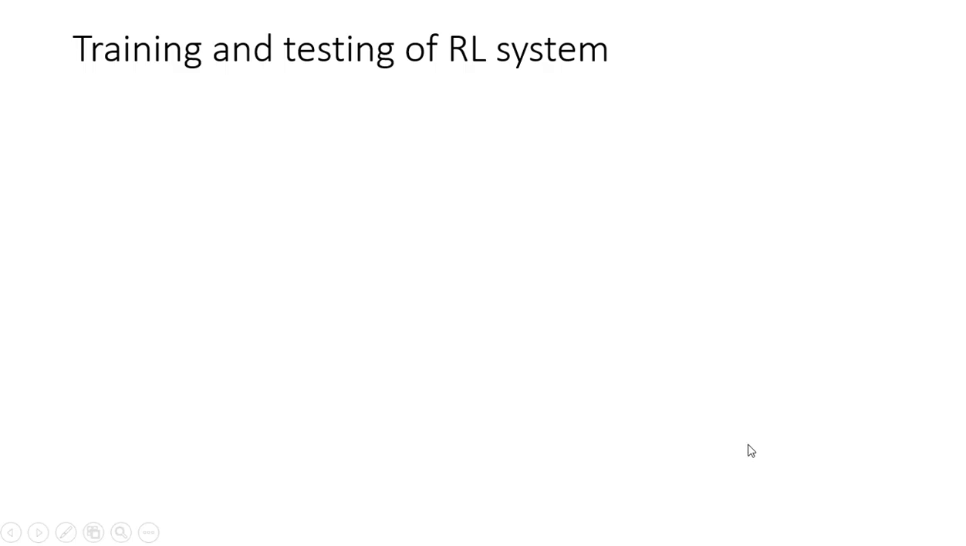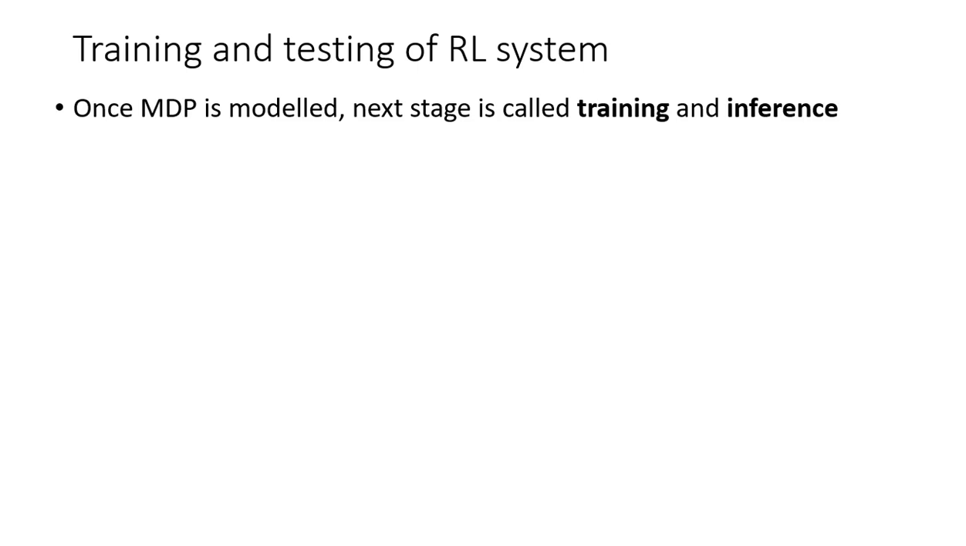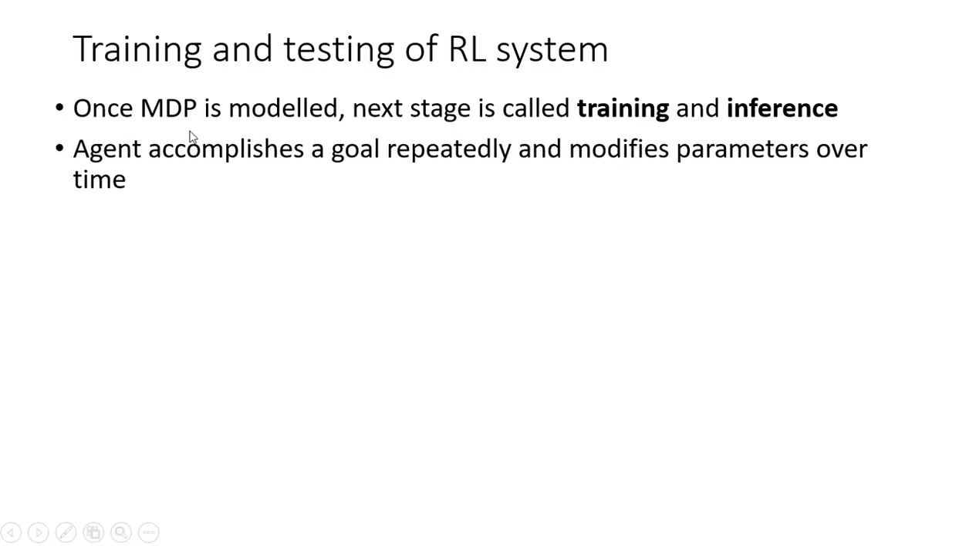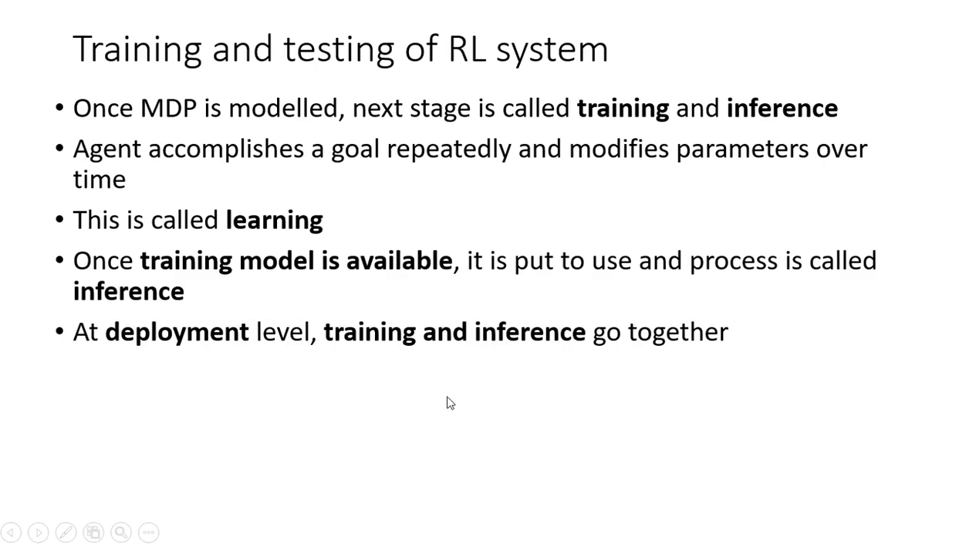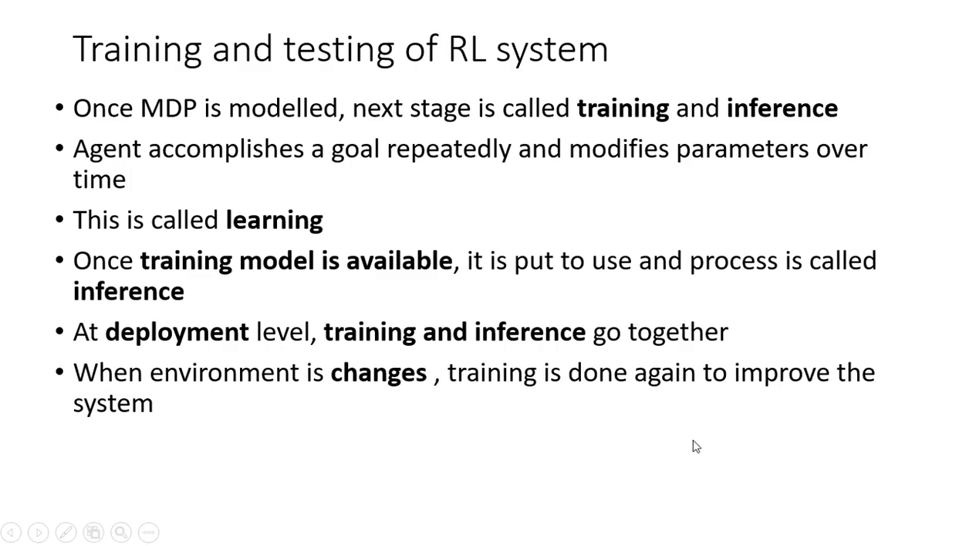So coming to after MDP, what next? After MDP, you train and test your recommendation system, right? Once the MDP is modeled, you train and infer. You train the system repeatedly for achieving the goal, which we call learning. Once the training is done, you make an inference, and at the deployment level, training and inference actually go hand in hand.